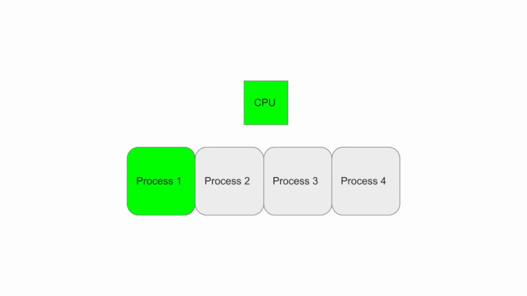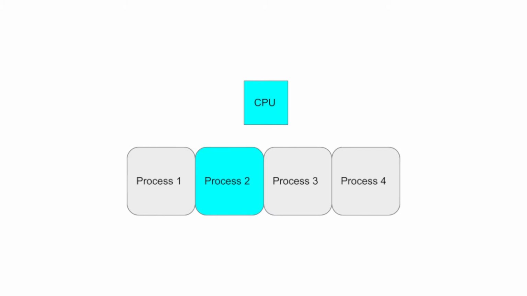First, the operating system gives process 1 a time slice. The CPU executes the instructions in process 1. When the time slice expires, a context switch occurs. The operating system has to save the state of the CPU so that it can be restored when the process gets its next time slice. The operating system selects the next process to run, in this case process 2, and restores its state.